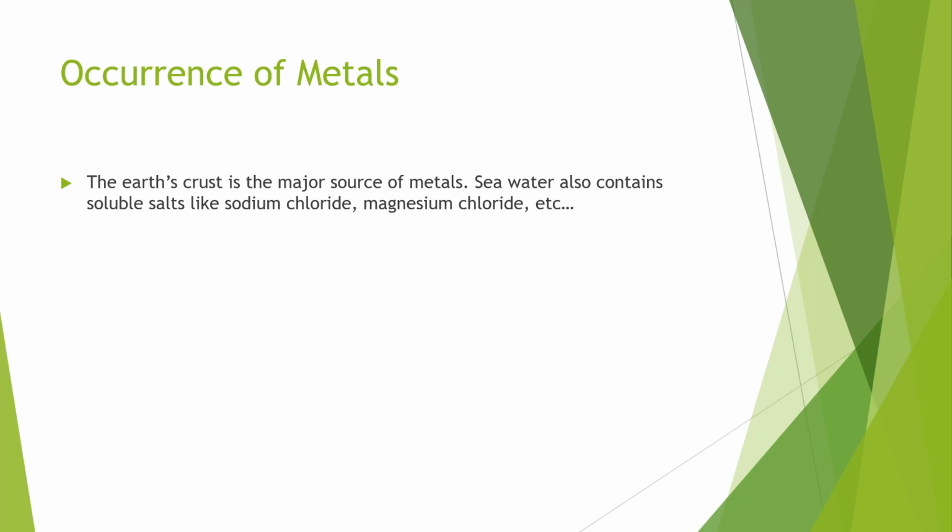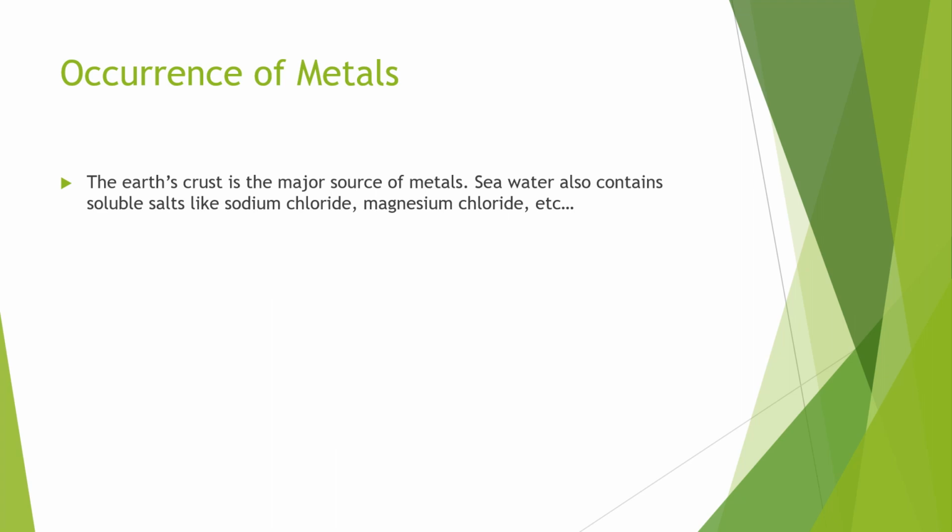Now let's see about the occurrence of metals. So the Earth's crust is a major source of metals. Seawater also contains soluble salts like sodium chloride, magnesium chloride, etc. Now let's see about the reaction between metals and non-metals.